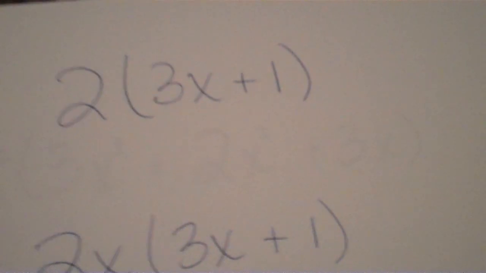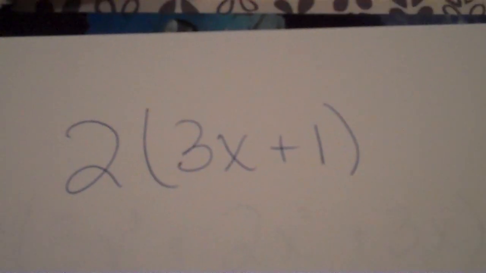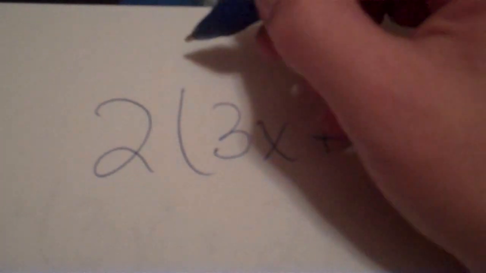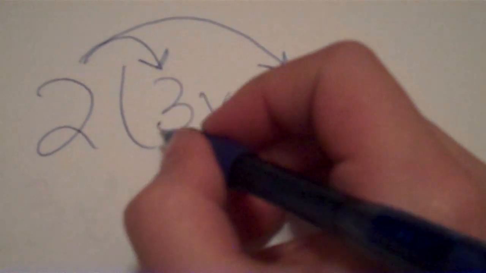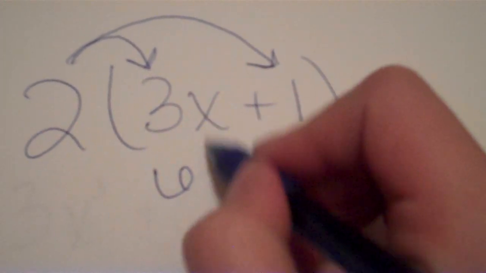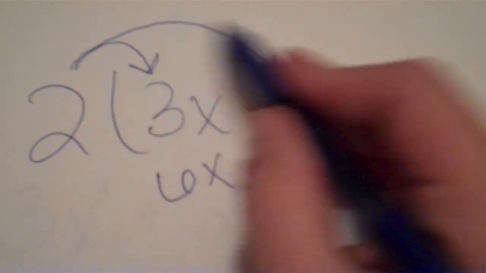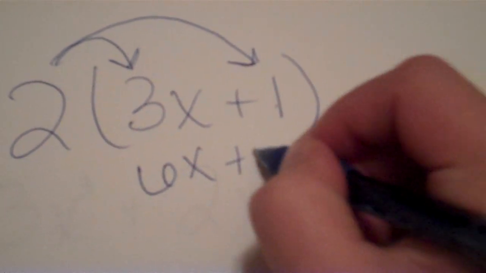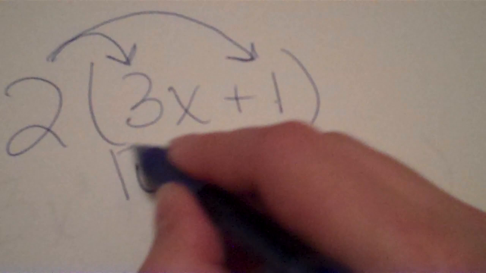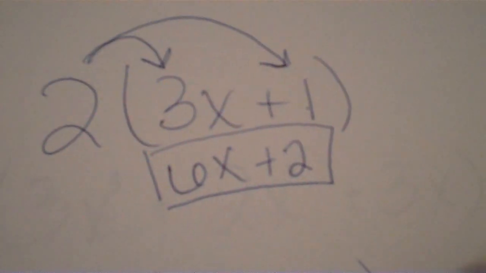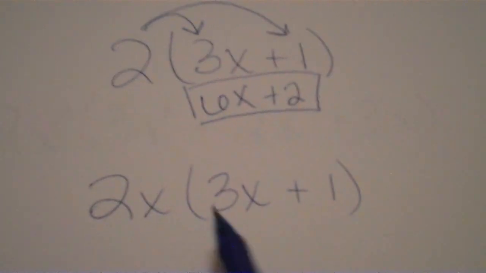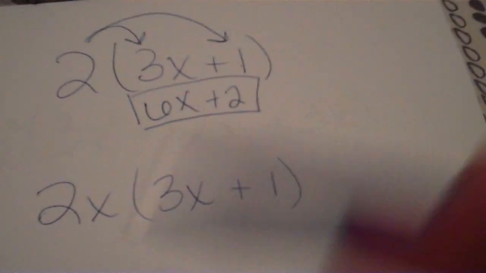So let me give you an example of what we already know. This is a simple distribution problem. So we draw our lines, we distribute, and we multiply the big numbers, right? So 2 times 3 is 6, and the x comes down, and 2 times 1 is 2. So we've done this several times before. The only difference between that and what we're doing now is now we're going to have a couple x's going on, or multiple variables.